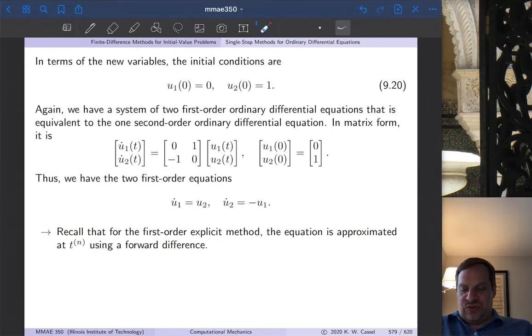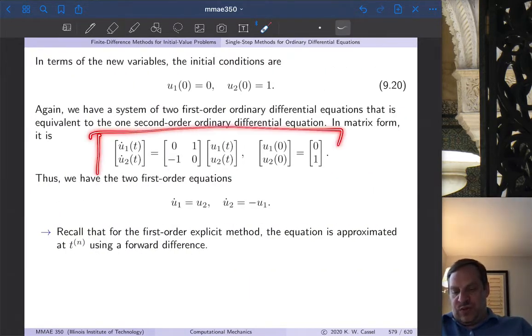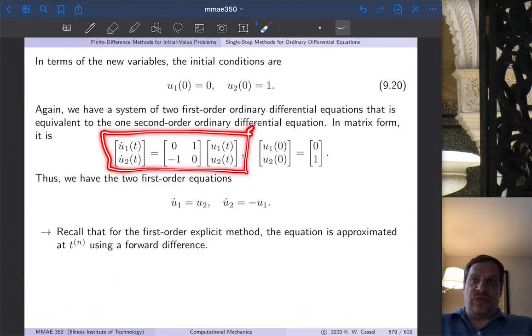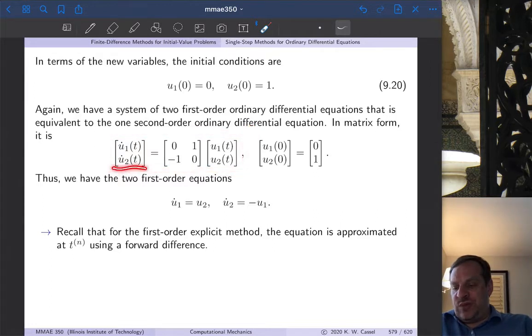We can write that in matrix form down here. We'll come back to those initial conditions in a second. We have the matrix form of that system of two equations for two unknowns. On the left we have u1 dot, u2 dot. The first equation, u1 dot, is equal to 0 times u1 plus 1 times u2. The second equation is u2 dot is equal to minus 1 times u1 plus 0 times u2.